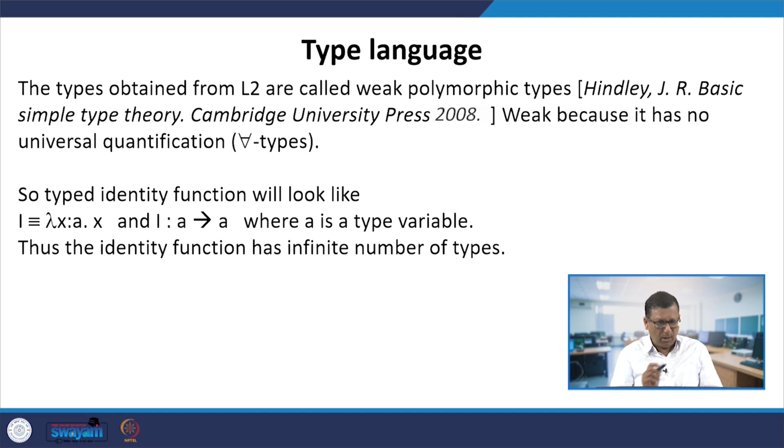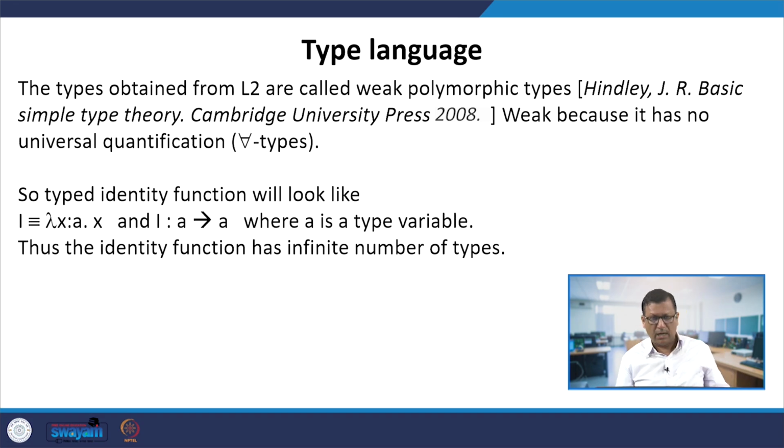The types obtained from L2 are called weak polymorphic types. Weak because it has no universal quantification, that is, for all types. For all types we do not have. So that is why it is called weak polymorphic types. The typed identity function will look like this: lambda x colon A dot x, and the type is A arrow A, where A is a type variable. Thus, we have seen that the identity function has an infinite number of types.